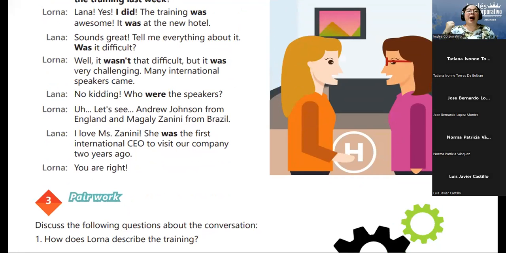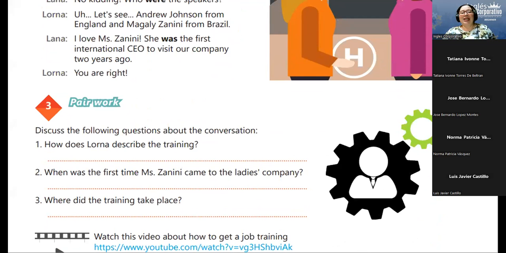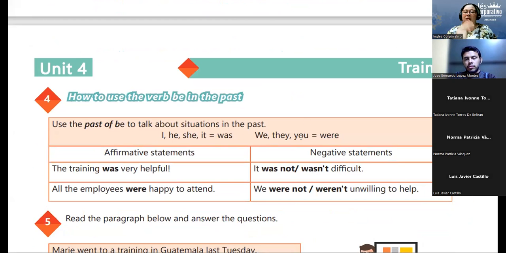So we can describe past events, right? We saw that we can compare things in the past with the present, and also we can describe events in the past using the to be verb, right? Remember that the meaning is ser o estar, estaba o era, ¿verdad? Okay, so it says that we use the past of be to talk about situations in the past. For I, he, she, it, we use was. We, they, and you, we use were. Remember that you is singular and plural, right?